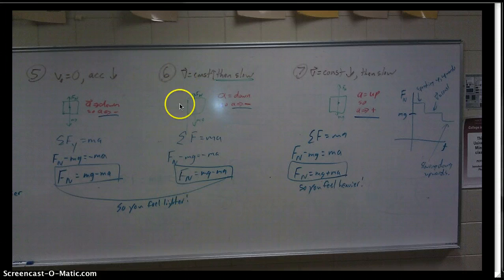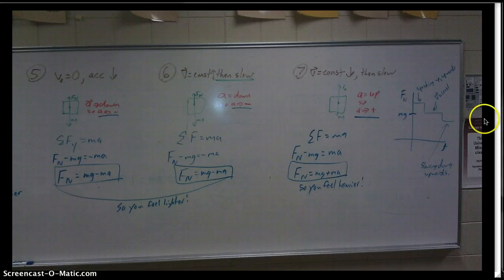Same idea with number 6 here. If we sum our forces, we have normal minus mg, but we have a down, negative acceleration in this case. And let's back up and talk about that for a second. If you're moving up at a constant velocity and you slow down, once again, acceleration has to be the opposite direction of velocity if you're slowing down. So if you're moving upwards but slowing down, that means your acceleration is actually a downward acceleration. So we call it negative. We say this is a negative term here. So we have normal force minus mg. When we add our weight to the other side, we have our weight minus this term. And so again, we feel lighter.